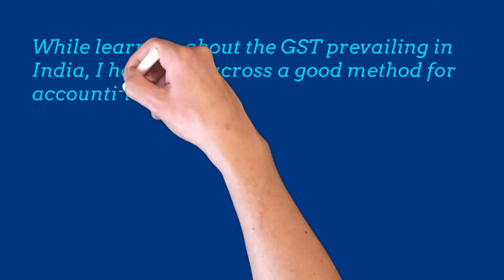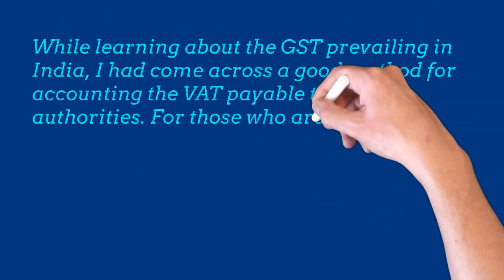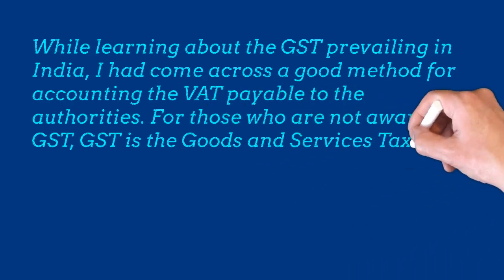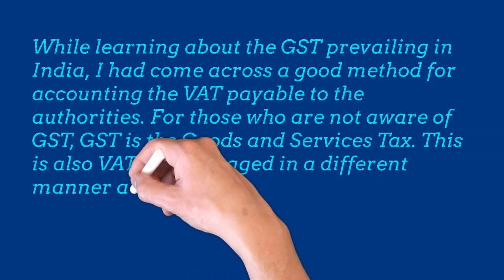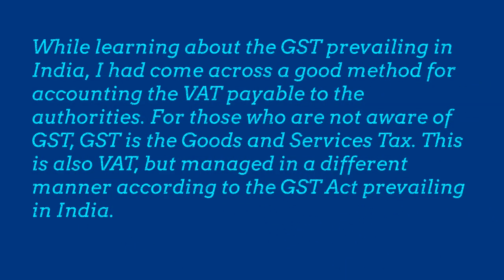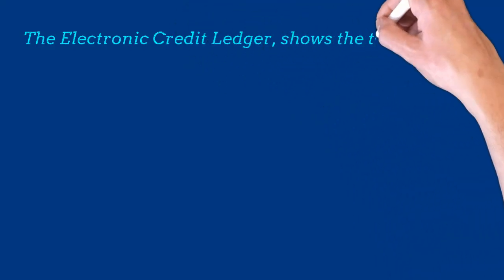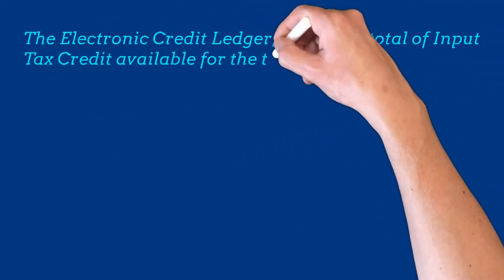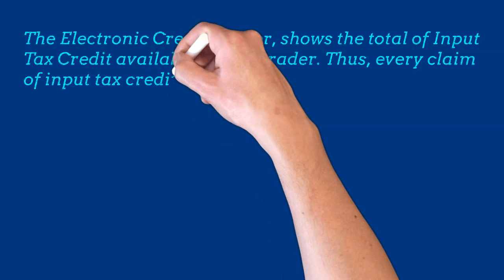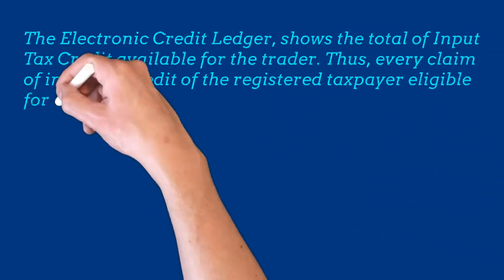While learning about the GST prevailing in India, I had come across a good method of accounting the VAT payable to the authorities. For those who are not aware of the GST, GST is Goods and Services Tax. This is also a VAT but managed in a different manner according to the GST Act prevailing in India. In the GST web portal, there are two electronic account heads. One is the electronic credit ledger and one is the electronic cash ledger.